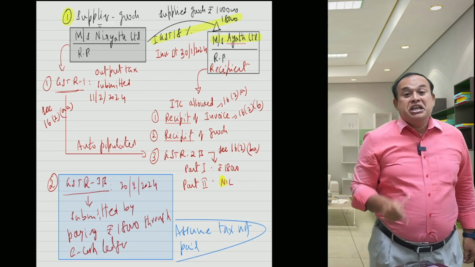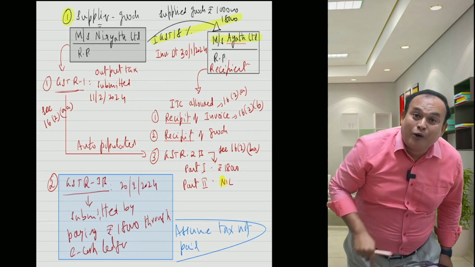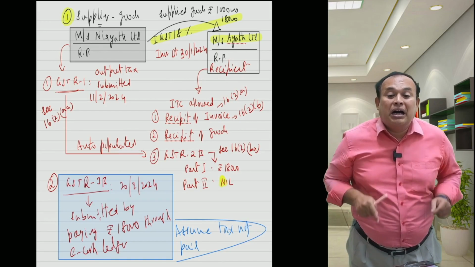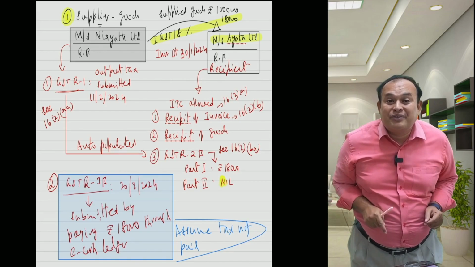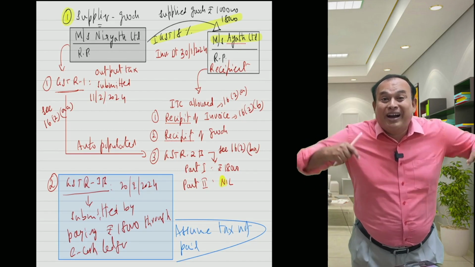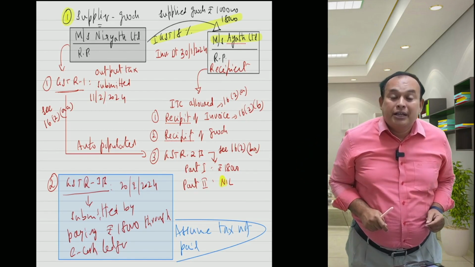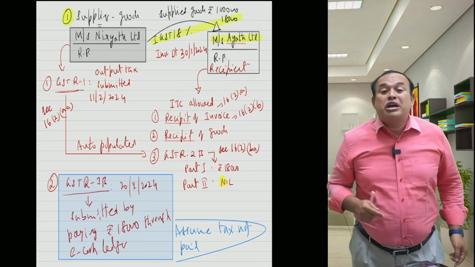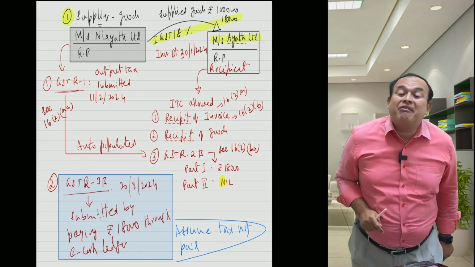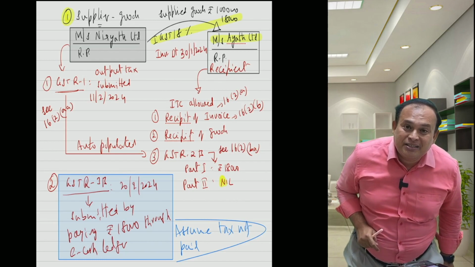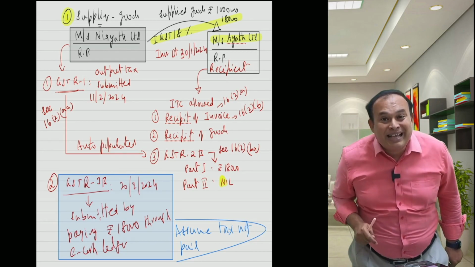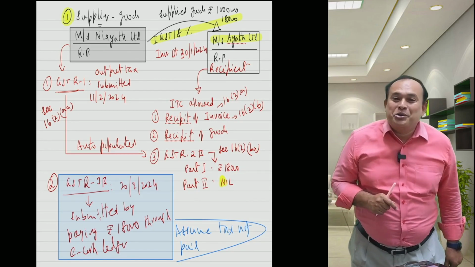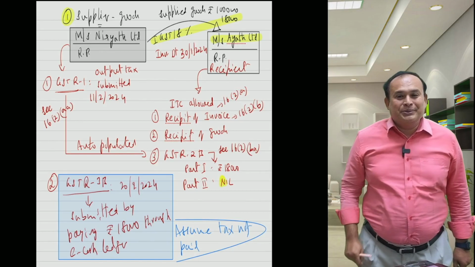Excellent. If Ayat does not reverse the credit by 30th November 2024, what is the consequence to Ayat, the recipient of the goods, who violated Rule 37A? In that case, he has to pay that tax, the excess credit availed, along with interest at the rate of 24% per annum from the date of utilization. What do you mean by utilization? I explained it to you in a nutshell.